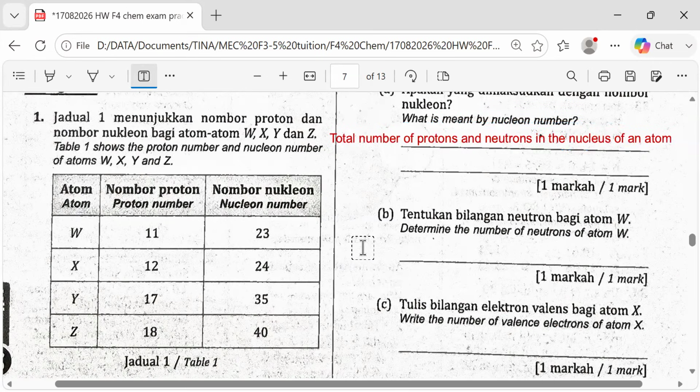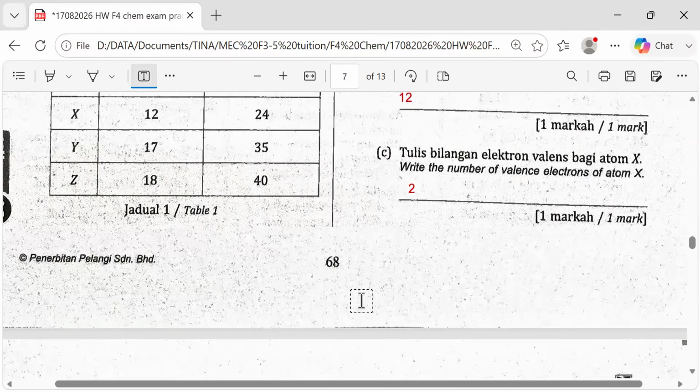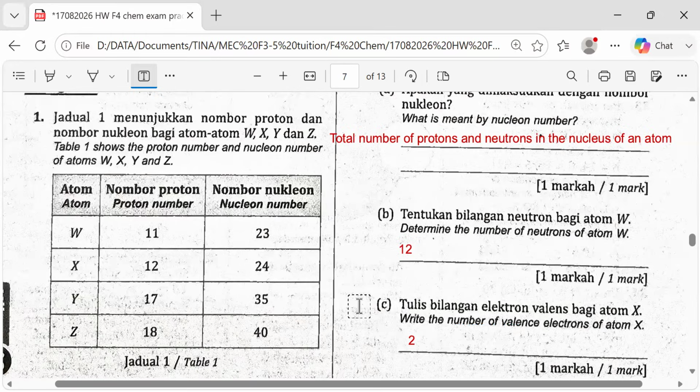How many neutrons are in W? 12. You take 23 minus 11. How many valence electrons in X? 2, 8, 2, so 2. Okay, easy, right?